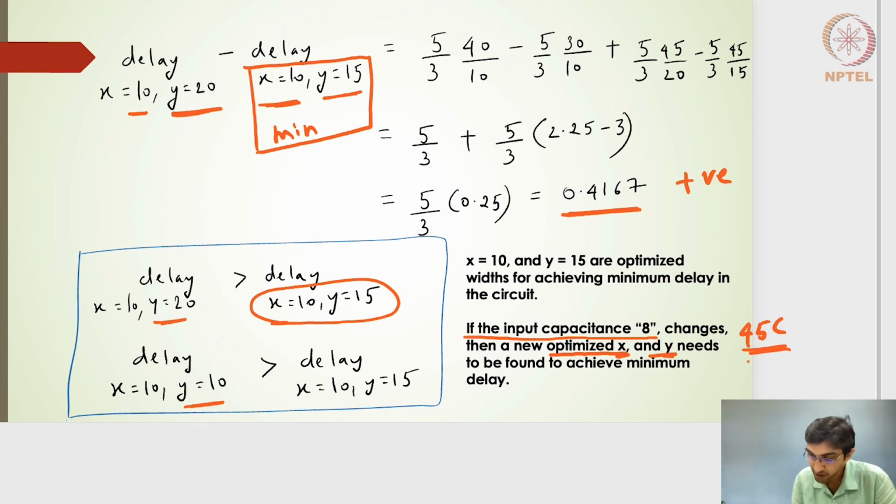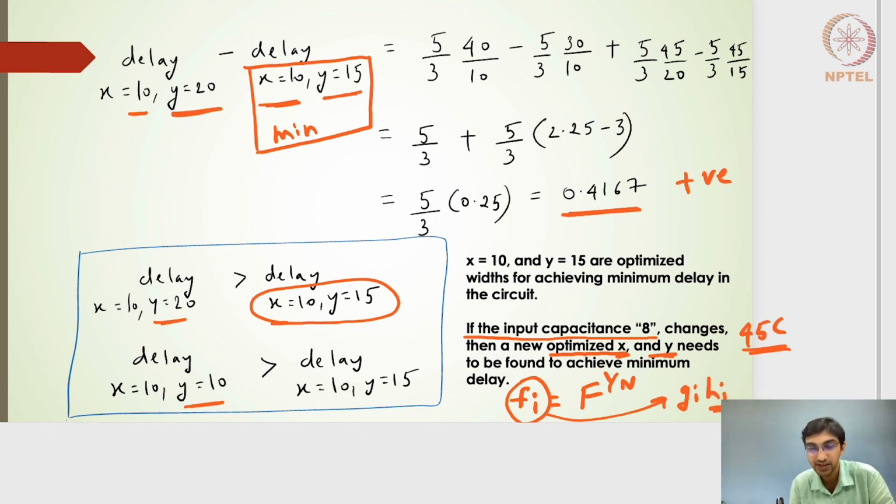Right? Because if 45 and 8 change, the f value is going to change, and f raised to 1 by n is going to change, which is going to give me the individual stage efforts. These individual stage efforts are going to have a different g_i, h_i. So my x value and y value, which define the h_i value, are going to change.